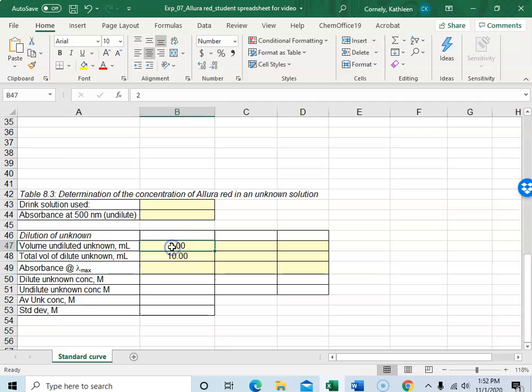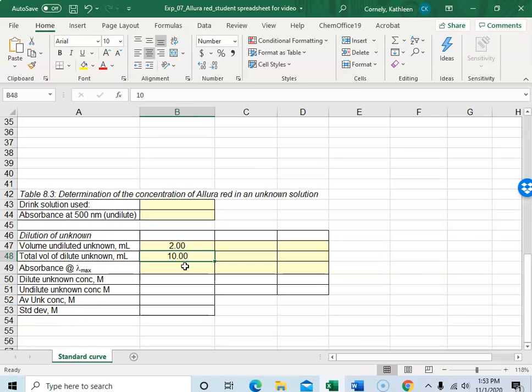Here you should indicate the volume of the drink that you used, and in this cell, it will be easier to do the calculation if you record the total volume of your diluted drink sample. So if you took a 2 milliliter volumetric pipette and placed your unknown in a 10 milliliter volumetric flask, you would record it this way. And that reflects how we made the solution too. You measured the volume of the drink solution using the volumetric pipette, and then you diluted to the line in the 10 milliliter volumetric flask.